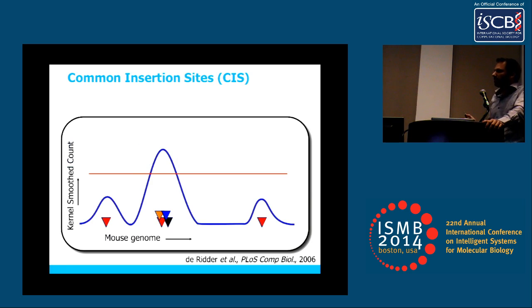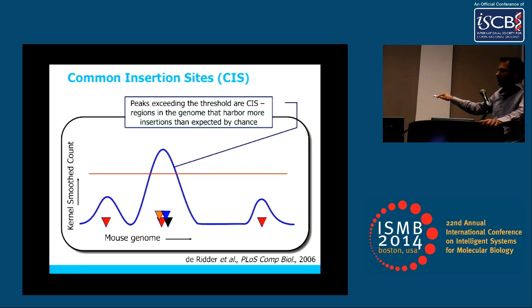Now, back in 2006, we published a method based on Gaussian kernel convolution to identify these clusters. So basically, you convolve the integration signal with a little kernel function, and then you get these peaks that point to these common insertion sites. We came up with a permutation strategy to identify a threshold above which these peaks can be called significant. So then we have a common insertion site that is a region in the genome that harbors more integrations than you would expect based on chance. Okay?